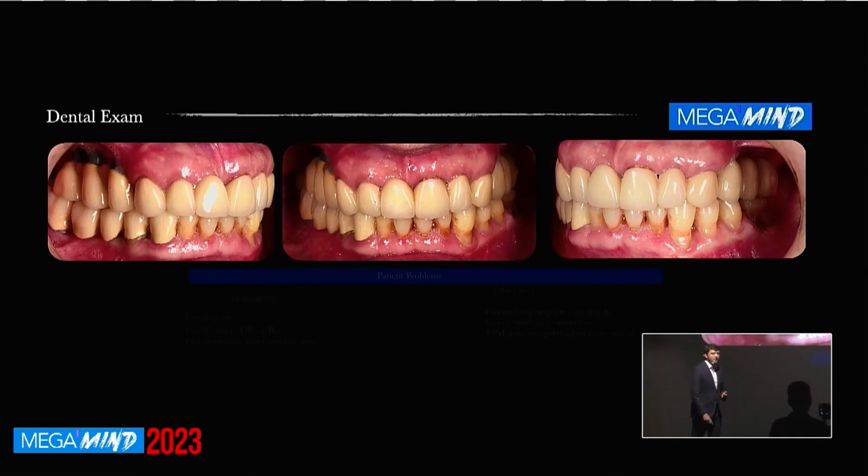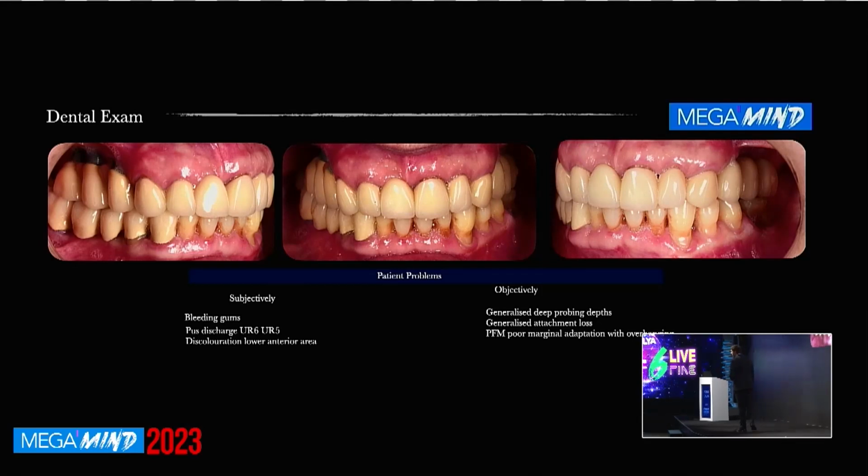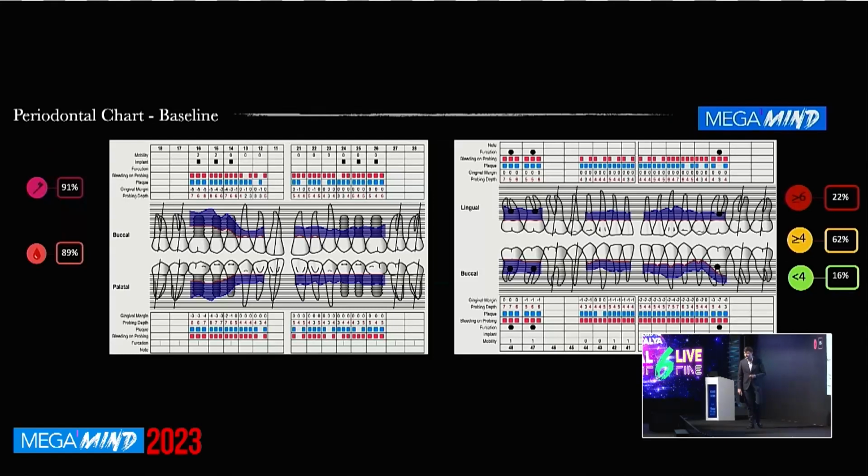So the patient's problems, subjectively, we have bleeding gums. We have post-discharge at the level of upper right 5 and upper right 6, and we have discoloration in the lower anterior area. Objectively, we have generalized increased probing depths, generalized attachment loss, and PFM poor marginal adaptation with overhangs. Moving on to the periodontal chart at the baseline, we can see that we have 84% of sites with PPD equal or more than 4 millimeters. Also, we have a plaque score up to 91% and a bleeding score up to 89%.